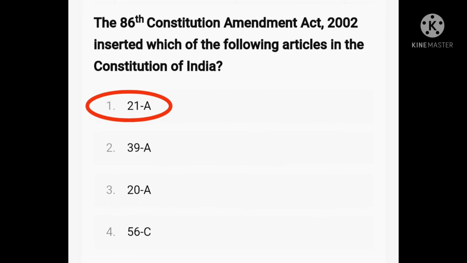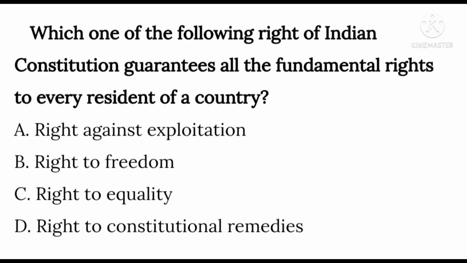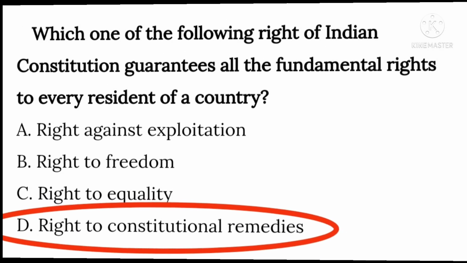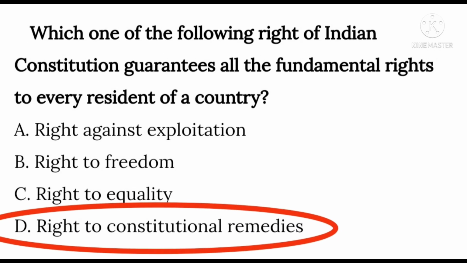Then the next question. Which one of the following rights of the Indian Constitution guarantees all the fundamental rights to every resident of the country? Option A, right against exploitation. Option B, right to freedom. Option C, right to equality. And option D, right to constitutional remedies. The right answer is option D, right to constitutional remedies.